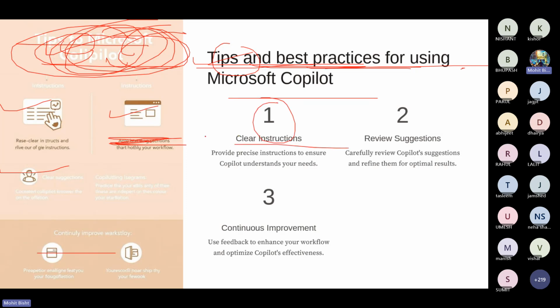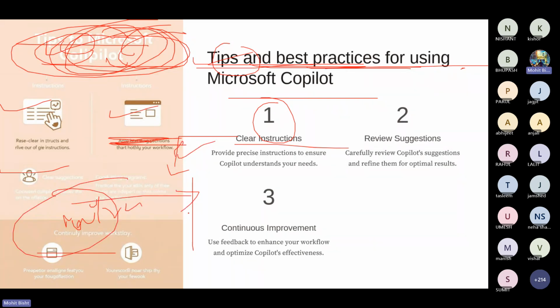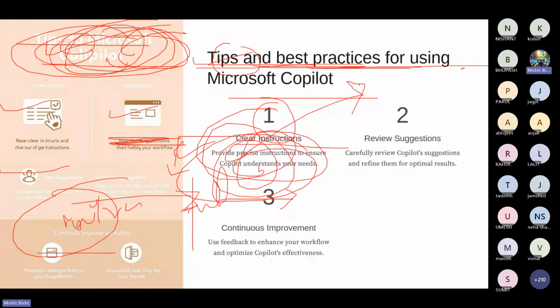First would be clear instruction. So what does clear instruction mean? Suppose I want to draft a mail to a person related to a sponsorship. So I will tell the main aim, or the main problem, or the main thing which I want to send to that person. So the clearer the instruction we give, the better the response we get, right?